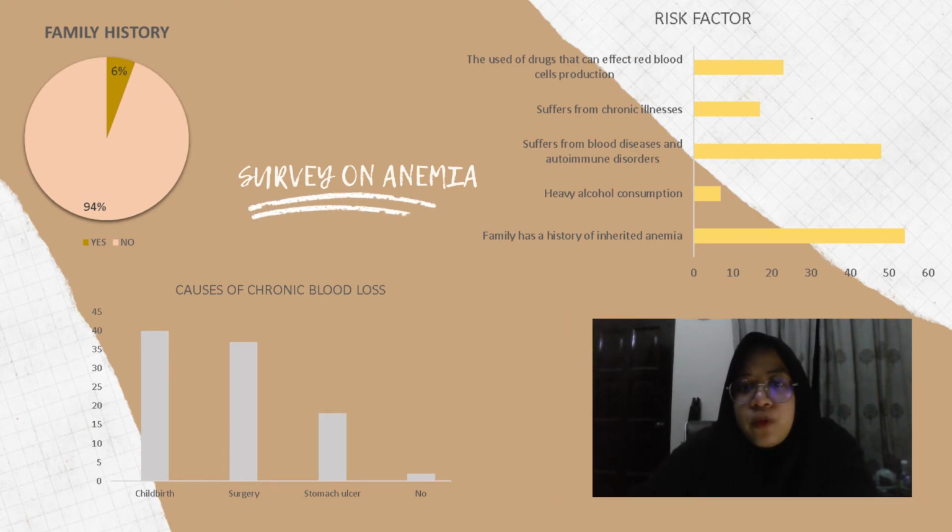In the survey, we include an opinion question which asks what is the opinion of the respondents about the risk factors which make it easier for a person to develop anemia. Most of the respondents choose a family that has a history of inherited anemia, at a percentage of 76.1%. Next, 67.6% of respondents think that the factor is suffering from blood disease and autoimmune disorder, followed by the use of drugs that can affect red blood cell production at 32.4%. 23.9% agreed that suffering from chronic illnesses is a factor. Last but not least, heavy alcohol consumption at 9.9%.